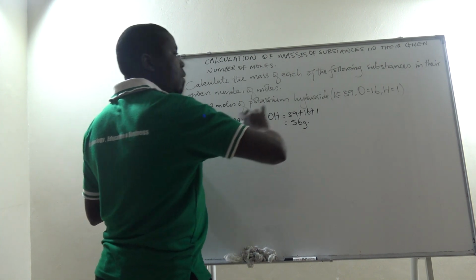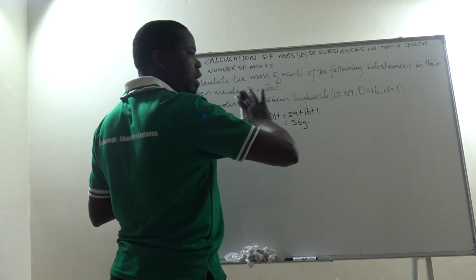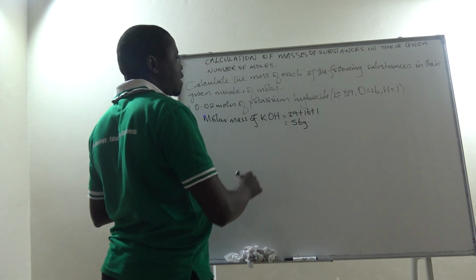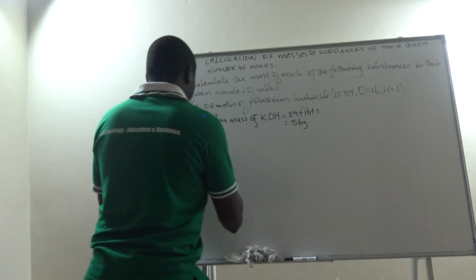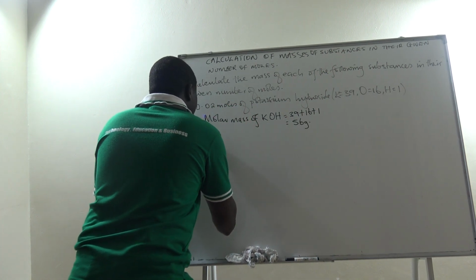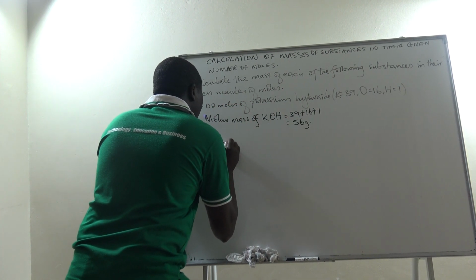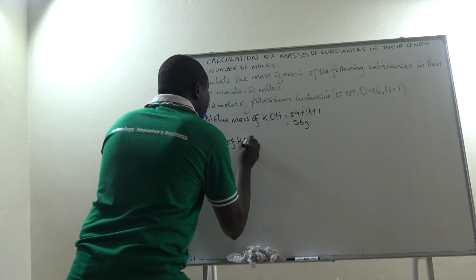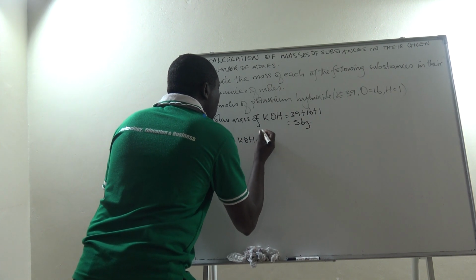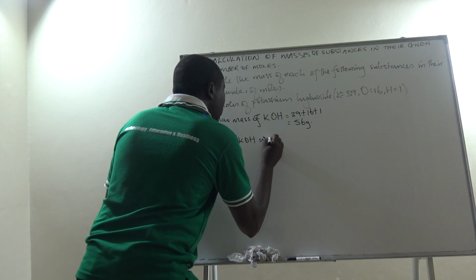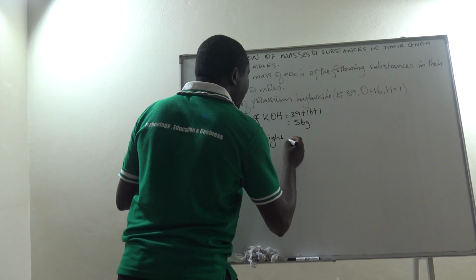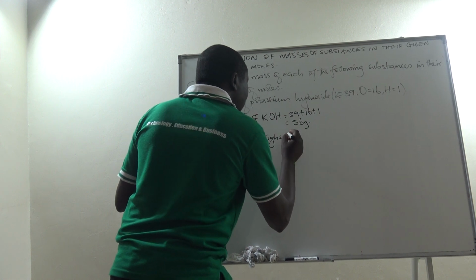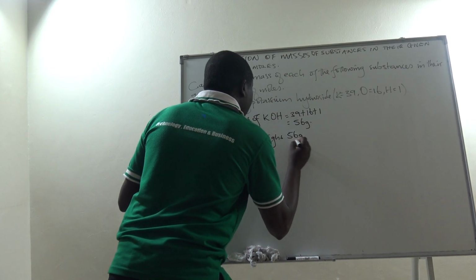Remember, we are looking for mass, and therefore mass goes to the right hand side, and we start with moles. And in this case, we begin with the molar mass. The molar mass means that 1 mole of this compound, potassium hydroxide, weighs, see the word I'm using here, it weighs, it doesn't just contain, but that is the mass of 1 mole. So it weighs 56 grams.